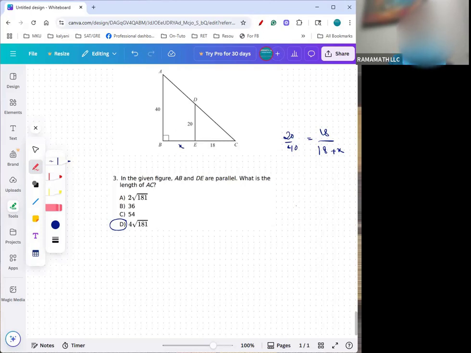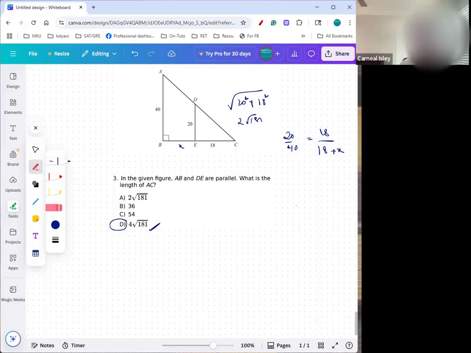That's one strategy. Or, as Shihan mentioned, I see that this is 20 and this is 40, so it's a double. Now if I find the Pythagorean theorem of these two, 20 and 18, you're going to get the square root of 20 squared plus 18 squared, and you get some answer there, right? So then it is going to be a double. This is 2 radical 181. So that double is going to be 4 radical 181. Okay. So there are a couple of ways you can answer this question.